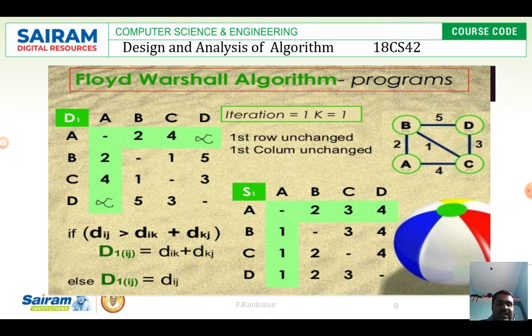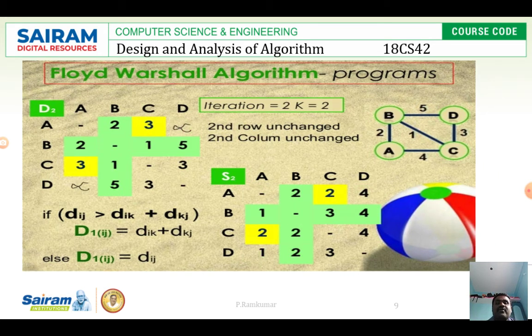Likewise I have to apply the transitive rule for all other vertices in the given graph. So if D[i][j] is greater than D[i][k] plus D[k][j], then D1 of i j will be calculated as D[i][k] plus D[k][j]. Otherwise D1 of i j will remain D of i j. So this is the method we are going to use.